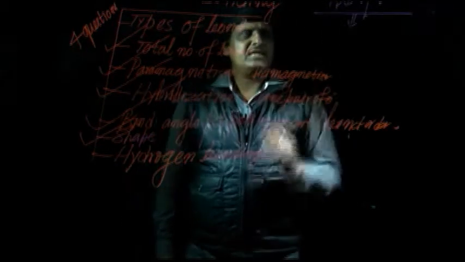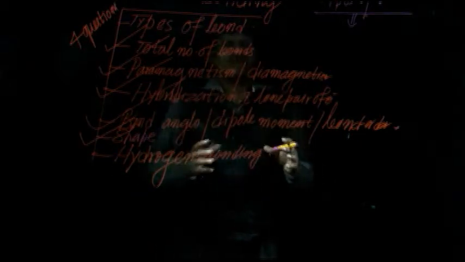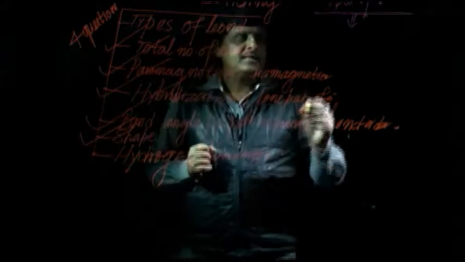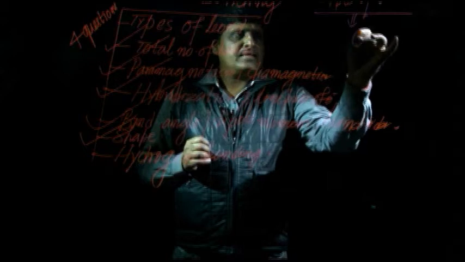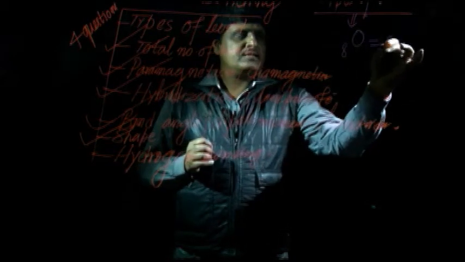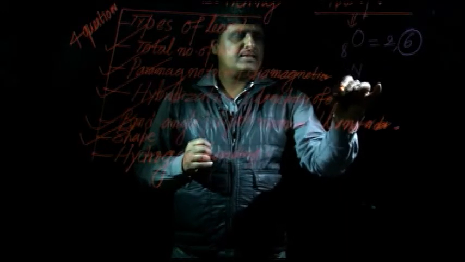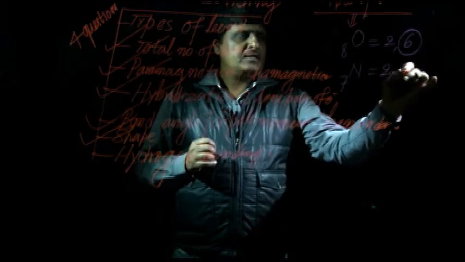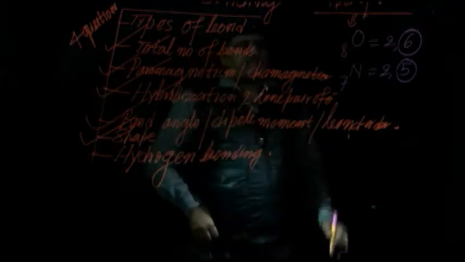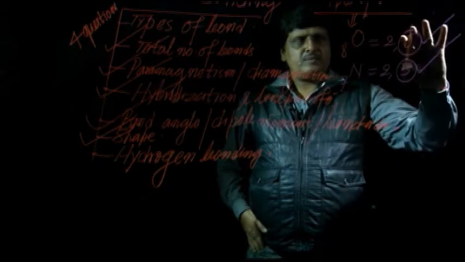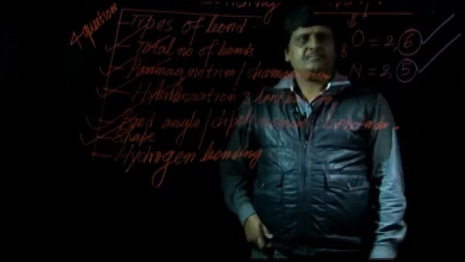As you know, in bond formation, always valence electrons participate. What is the valence electron? Electrons which are present in the outermost shell. For example, oxygen atomic number 8, 2, 6. There are 6 valence electrons in oxygen. For nitrogen 7, 2, 5. There are 5 valence electrons in nitrogen. So in bond formation, maximum 6 electrons of oxygen or 5 electrons of nitrogen will participate.